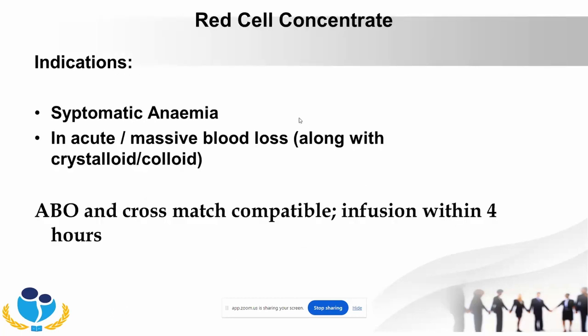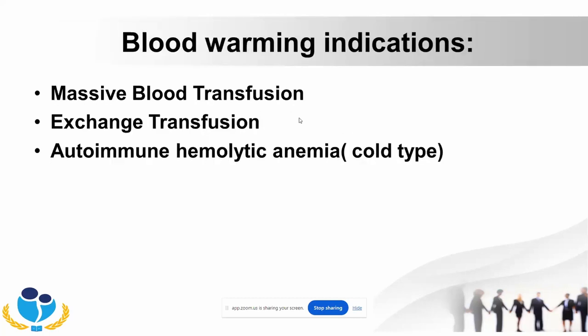Indications for red cell concentrate transfusion: symptomatic anemia, and in acute massive blood loss, along with fluid. ABO and cross-matched compatible blood should be used, and the infusion should be completed within 4 hours, or less in high environmental temperature. Coming to the old practice of blood warming: it is not routinely indicated unless there is a need for massive blood transfusion. In the neonatal ward we need to warm blood, or in certain autoimmune hemolytic conditions like the cold type, warming the blood, the room, or the patient can be used.